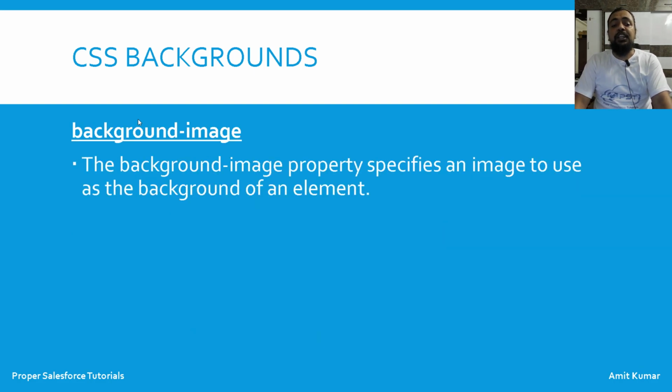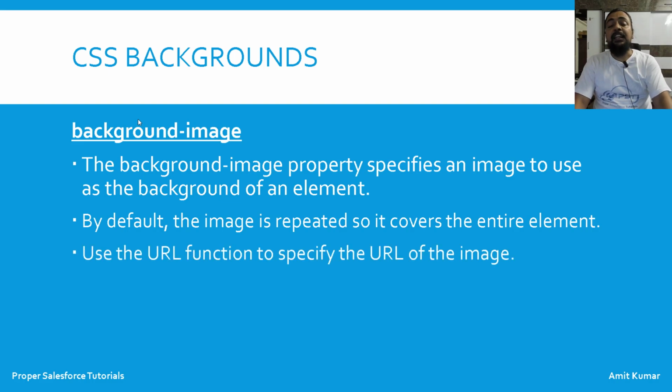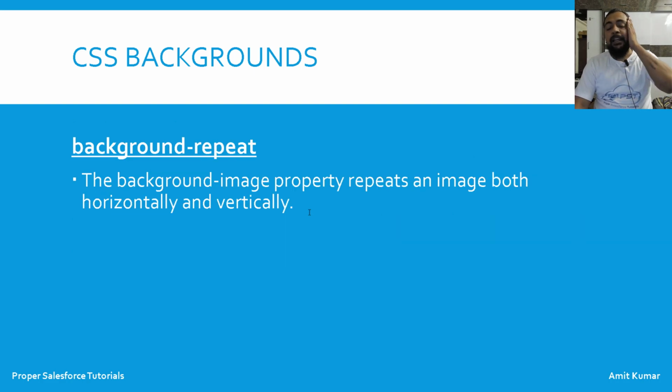Background image is another property that we can use to specify an image to use as the background of an element. By default, the image is repeated, so it covers the entire element itself. We can use the URL function to specify the URL of the image. And please make note, when using a background image, use an image that does not disturb the text of the element.